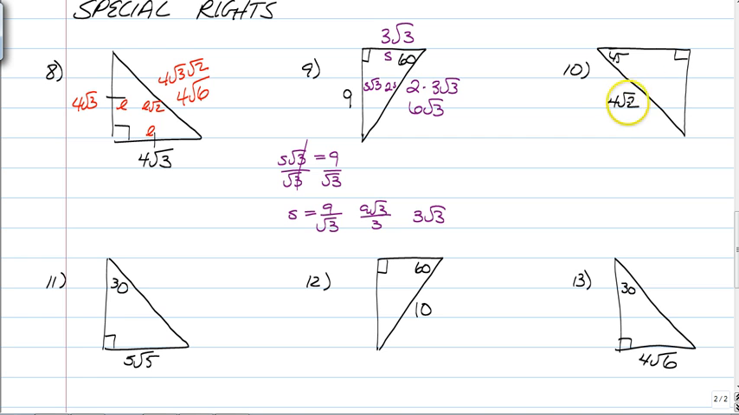In the next example, we have 4 root 2 is our L root 2. So that's easy enough. If L root 2 is equal to 4 root 2, we know L is equal to 4. So both of these sides are 4 and 4.